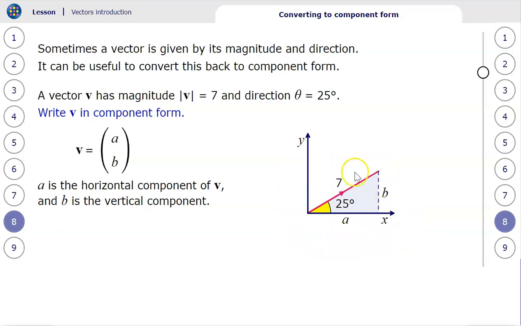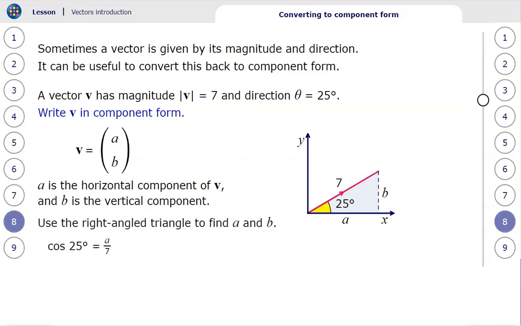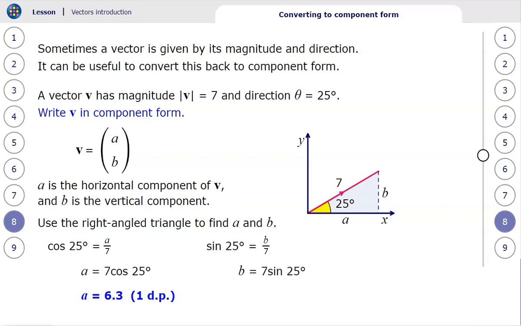Now, if we've got this little diagram straight away, hopefully you'll see that, or start thinking Pythagoras and trigonometry, because we have enough information here to be able to figure out the horizontal component and the vertical component using trig. So we can say the cos of 25 is going to be a over 7. In other words, a is going to be 7 cos 25. A is going to turn out to be 6.3. Or we might say the sine of 25 is b over 7. B is then going to be 7 sine 25, and b will end up as being 3.